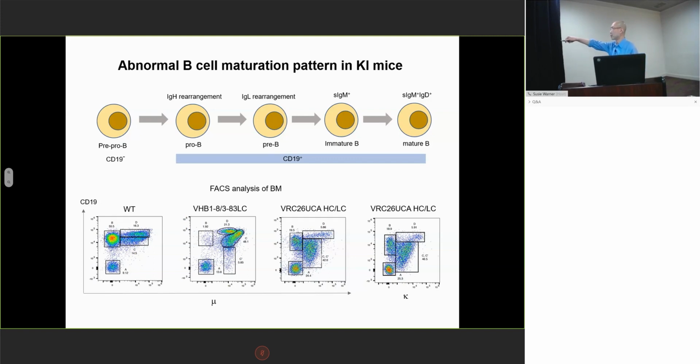If you look at the VRC26 knock-in mouse, where hardly any of the B cells go to the periphery, you can see they pretty much get stuck at this very abnormal B cell population. Their CD19 is variable, their IgM is low. You normally don't see this in the wild-type bone marrow.